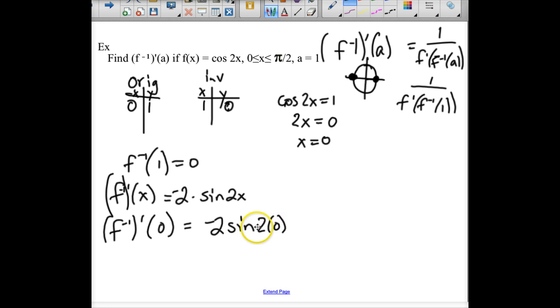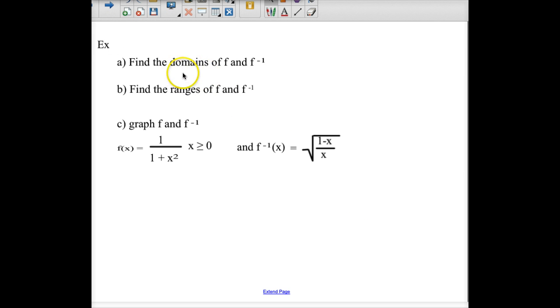Two times 0, we always do this part first, is 0, sine of 0, and then -2 times that. Here, sine of 0 is 0, so it equals 0. And that would be going in here, so we'd have 1 over 0, which is undefined. So this answer here is undefined. All right.